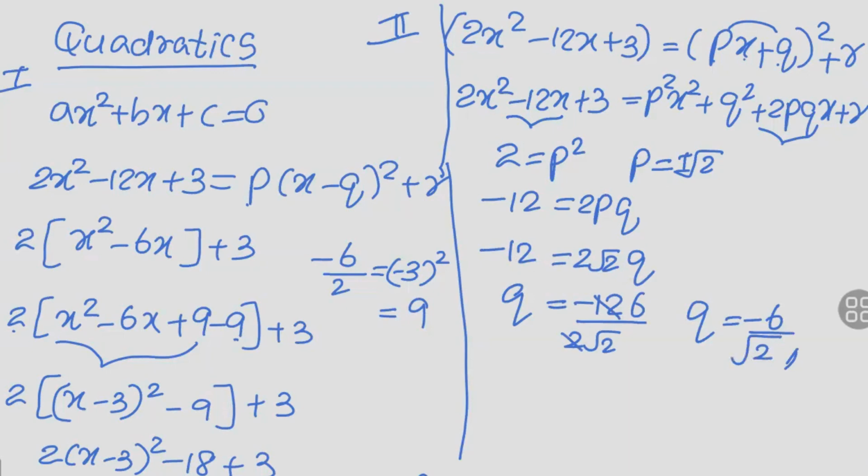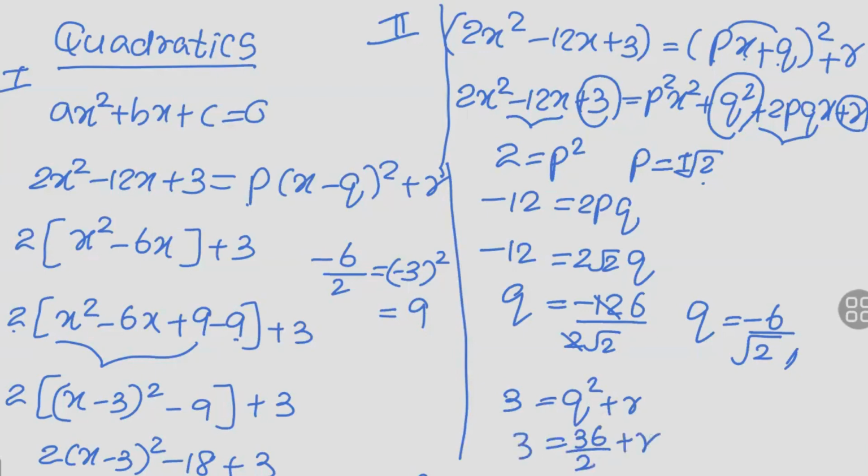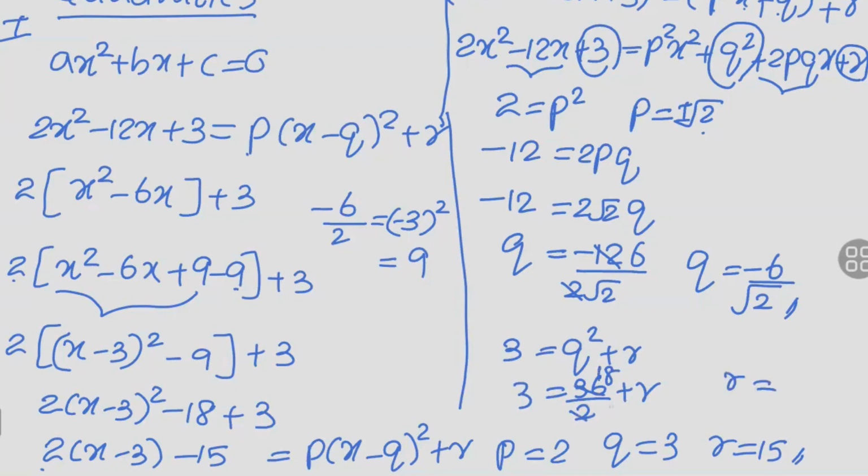This is the P value we found, Q value we found. Then the R value we can find by comparing the constant value. The constant is Q squared plus R, so 3 equals Q squared plus R. Now Q you found it. Q squared is 36 over 2, that is 18, plus R. Then take this to this side. R equals 3 minus 18, minus 15. This way you can write the answer.